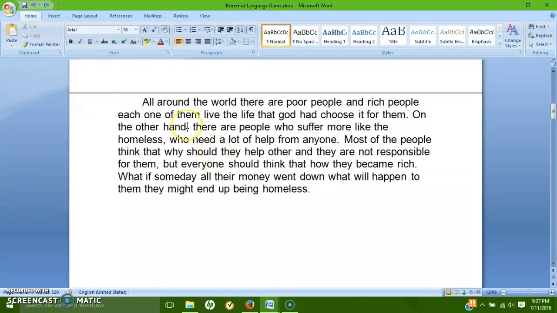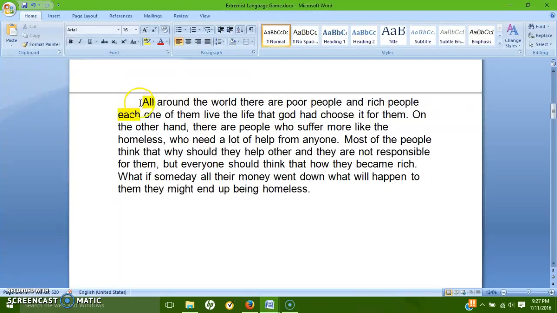All right, this is a pretty common sentence I see. All around the world, there are poor people and rich people. Each one of them lived the life that God had chose for them. Okay, so there are a lot of issues with this sentence. However, for the purposes of this activity, let's take a look at words like this. All around the world, there are poor people and rich people. Each one of them lived the life that God had chose for them. Okay, so these would both be extremist cases where you're trying to account for the audience and each member or type of person that could be an audience member.